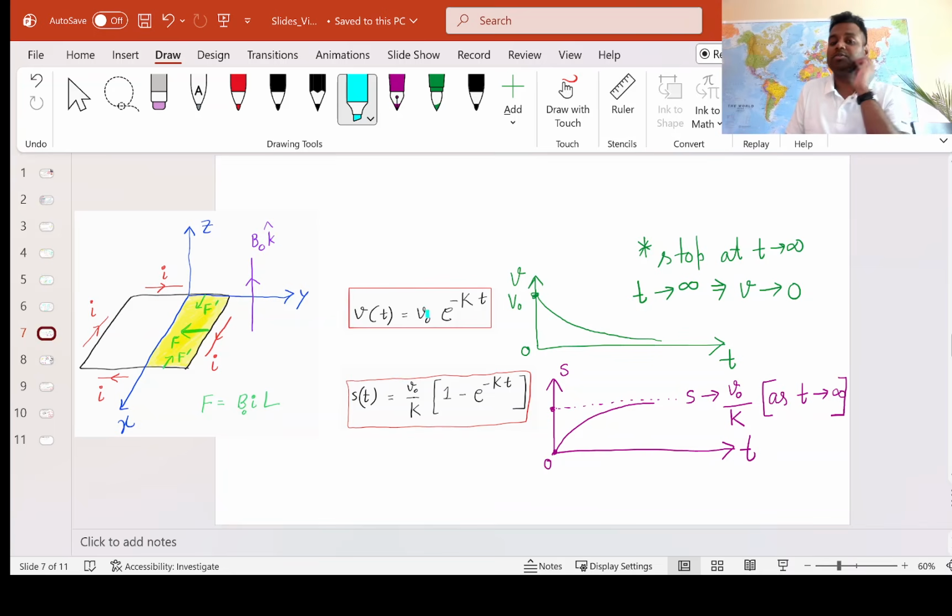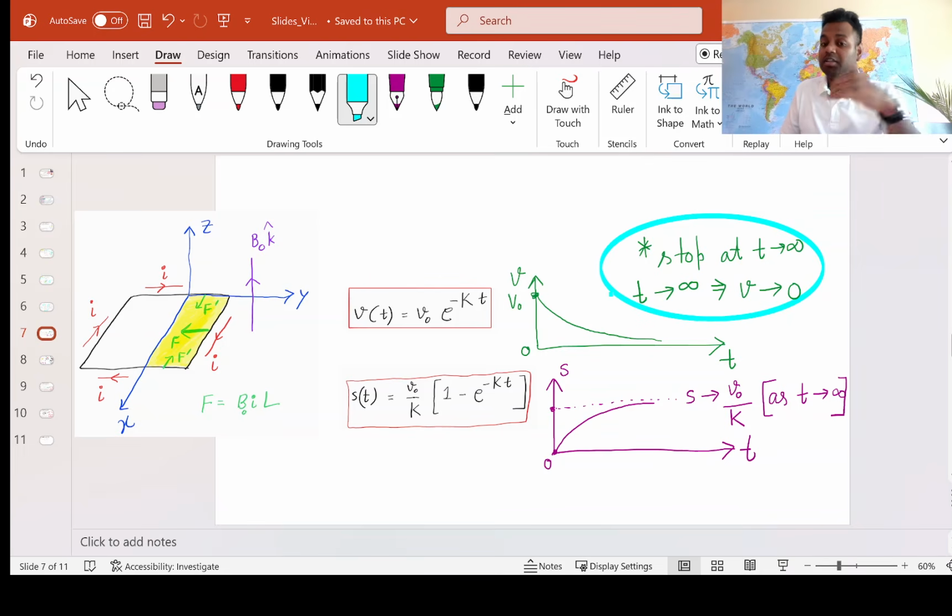So let us summarize what is happening. The velocity will reduce exponentially, so the loop will stop at infinite time, and the distance traveled by the loop will also change exponentially, right? And eventually at infinite time, the loop would have traveled V naught by K.